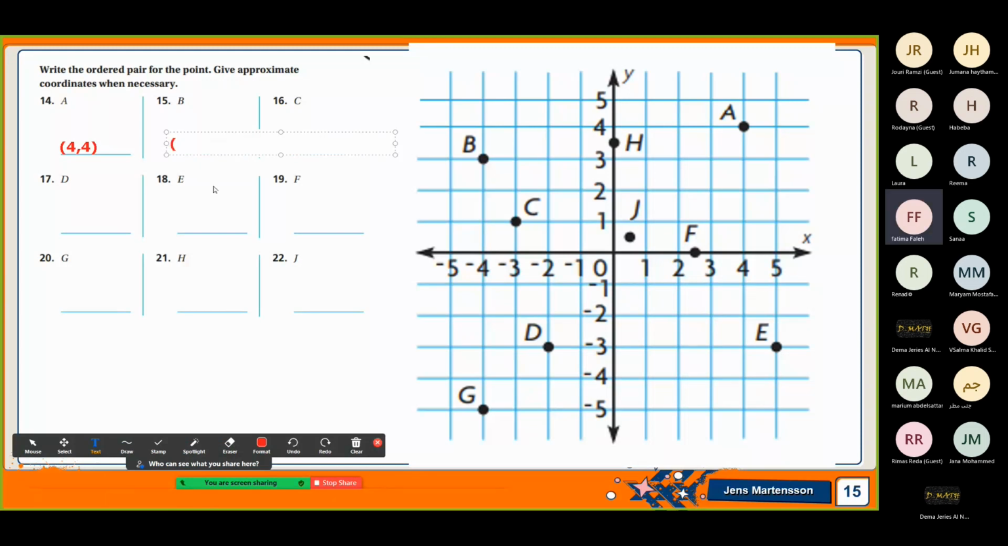Yes, Fatima. Teacher, can you say again? What you have to do is make a line from B, intersecting the x-axis and then intersecting the y-axis. Now, which point is it intersecting on the x-axis? It's 3 and 4. No, -4. Negative 4 and then 3. -4 and 3. Thank you.